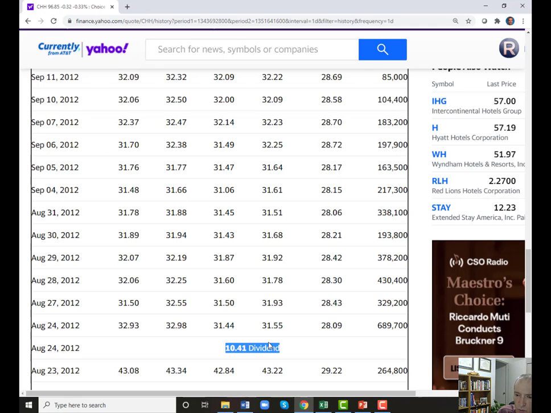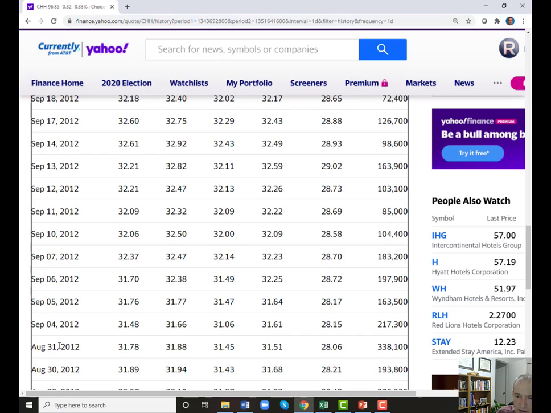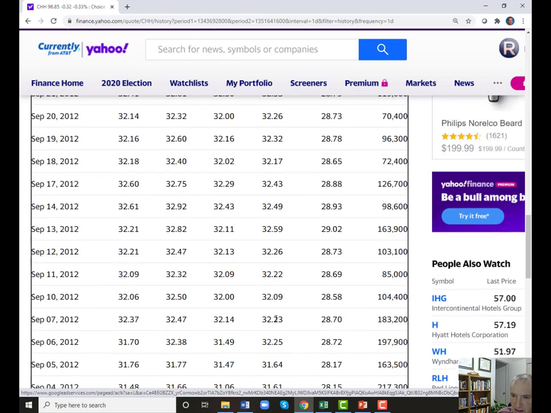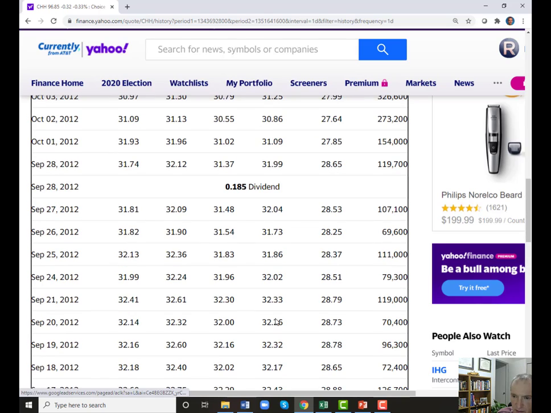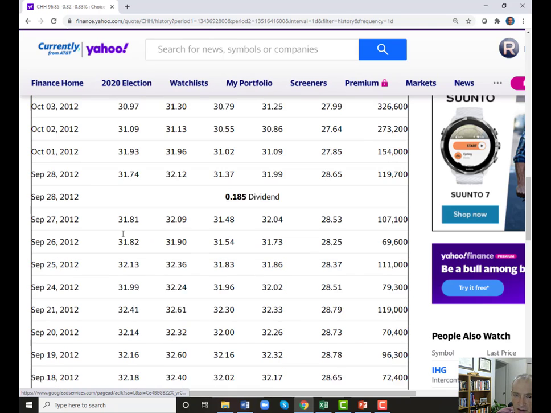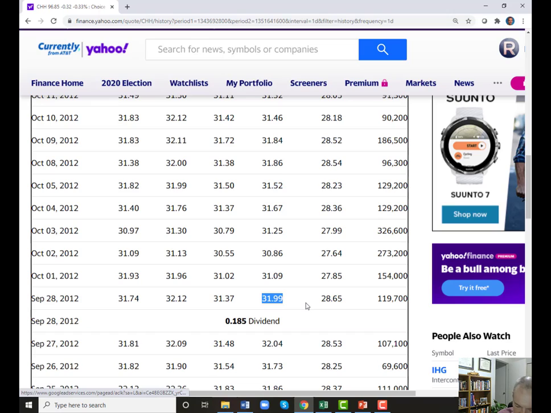They did a special one-time dividend in August. So then we'll get the August 31st price. The August 31st price is $31.51, almost $9 lower than the previous month. But it's really not that big of a problem because of that special dividend that they paid. Then we'll look at September. On September 28th, they had another dividend of 18.5 cents. Wow, they're sending a lot of money to their stockholders. So there's September. The last price in September is $31.99.